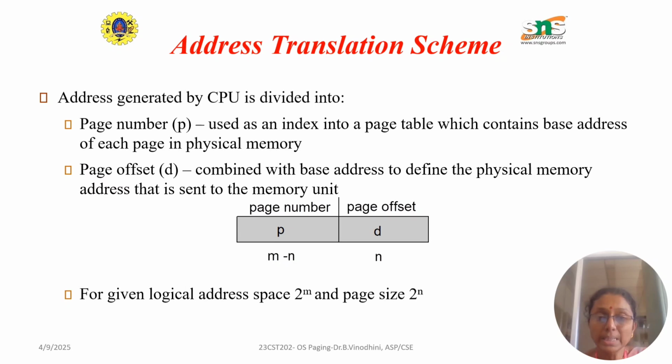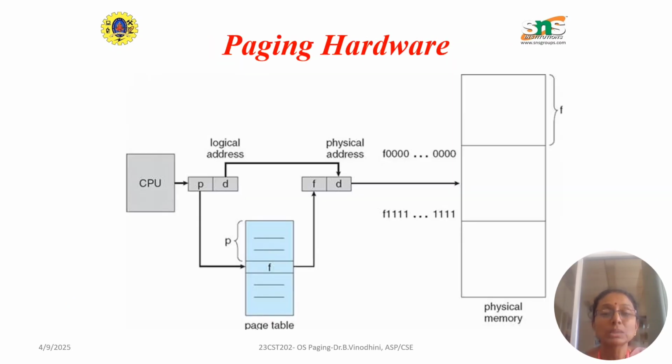So we have an address translation scheme. Here the address generated by the CPU is divided into the page number and page offset. For a given logical address space of 2 power m, the page size is 2 power n. This is the paging hardware. Here the CPU generates the logical address, and the page number is looked up in the page table. The page table contains the page number and the corresponding frame number. Using the physical address, we can identify where the corresponding page is located in the frame. So this is the hardware structure of paging.